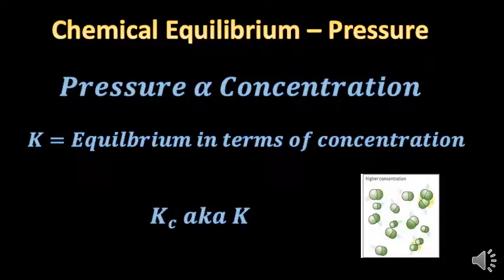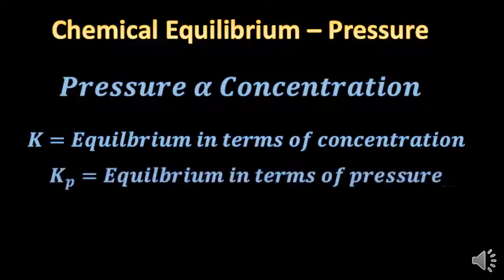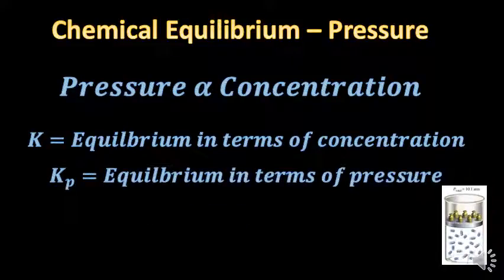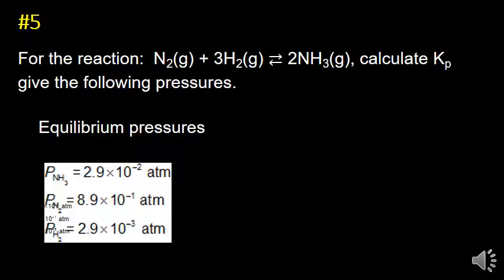Now, most of the time when you see the big K, it means K sub C. What does the C mean? Concentration. So when you see just the big K, we're talking about concentrations. But we'll use K sub P to refer to pressures. But they behave in exactly the same way. So if you're dealing with something that's all in gases, they have pressures, not concentrations, but we're going to treat it as if it were concentrations. It behaves the same way.